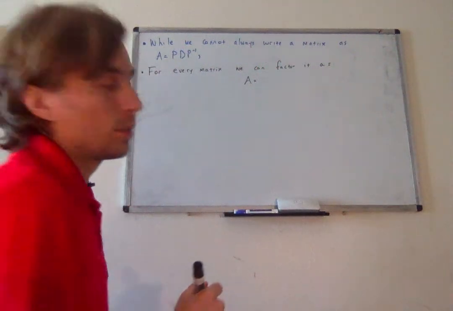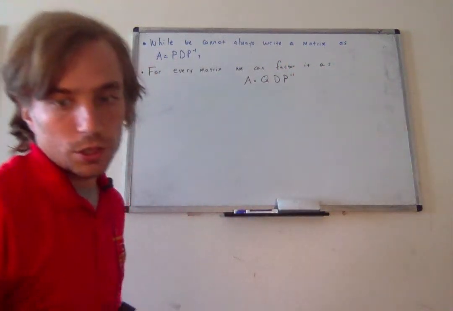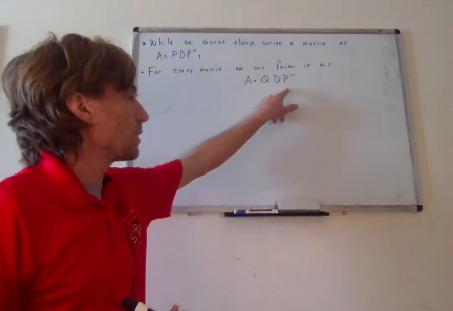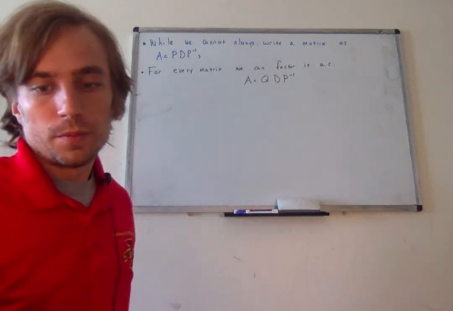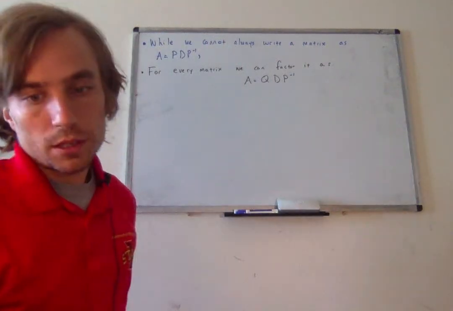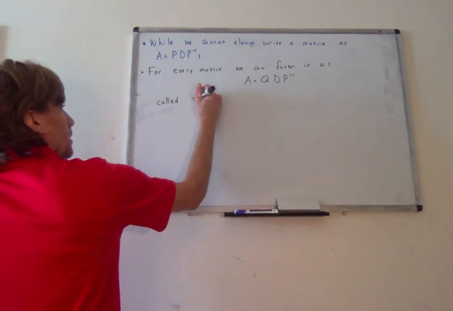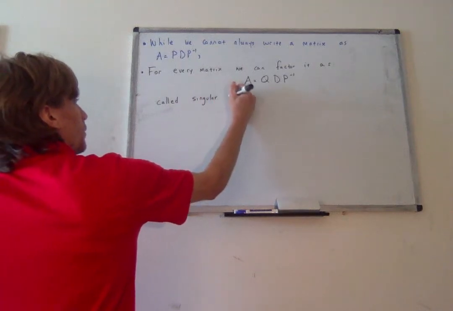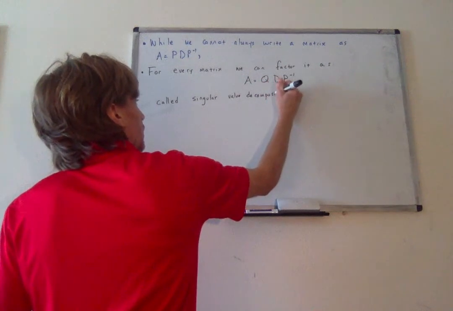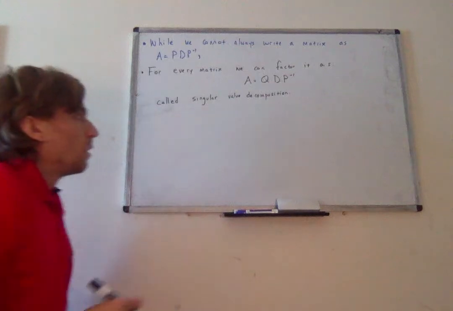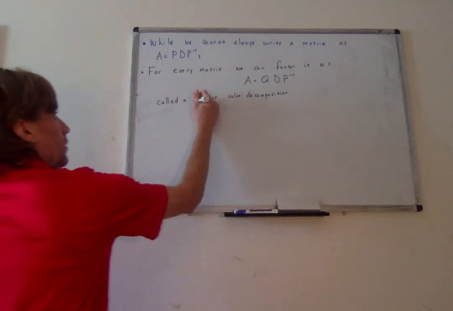A equals Q times D times P inverse. We'll discuss what these matrices are in a second, although the official definition for the singular value decomposition will not quite use these matrices. But we can factor it sort of like this, and what we'll see is this is called a singular value decomposition.